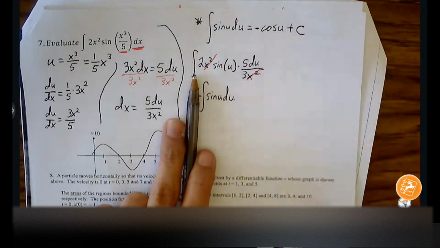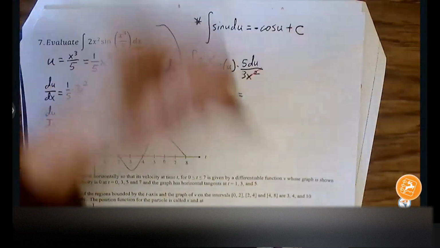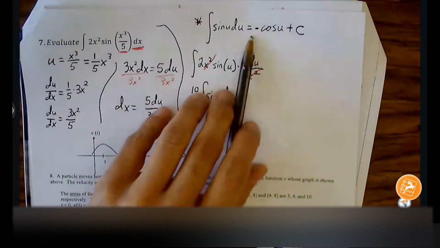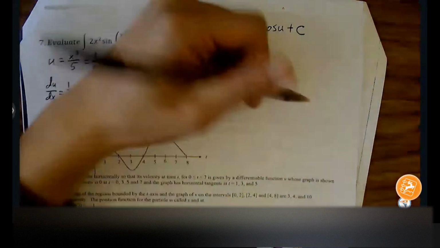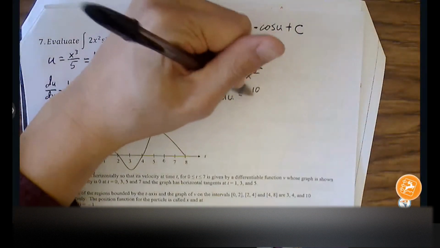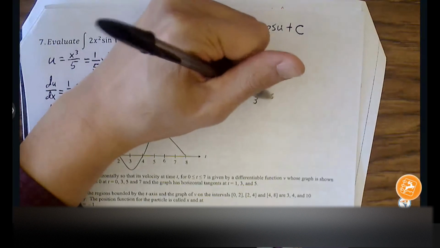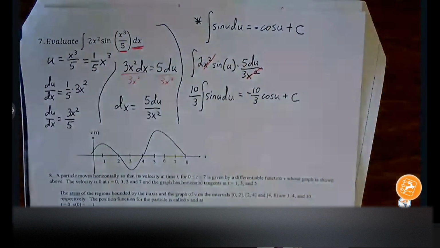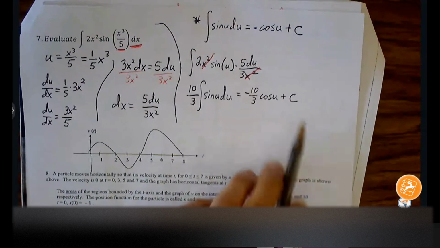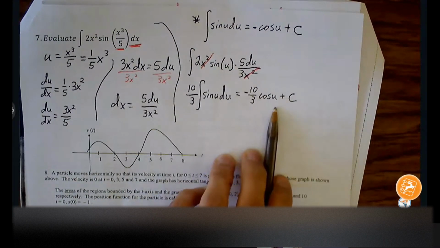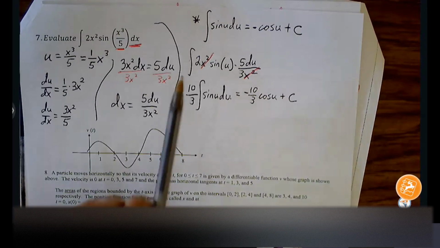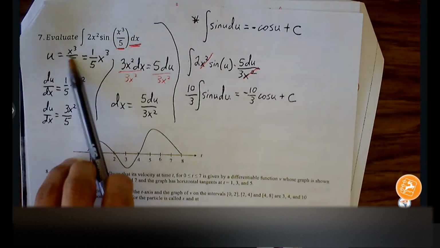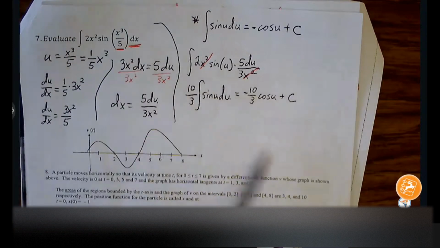Okay, so now we can apply our integral rule, right? So a negative is going to show up. Cosine of u plus c, the 10/3 is going to tag along. Okay. And is this it? Is there anything else that we can do? Plug u back in. Yeah, let's get our 1/5 x cubed, or x cubed over 5, back into our answer.